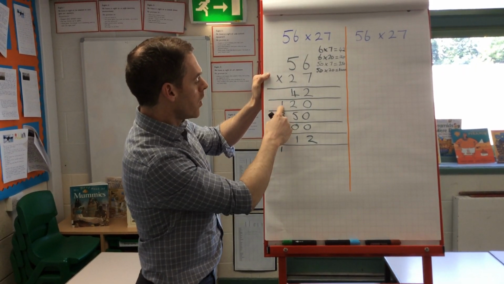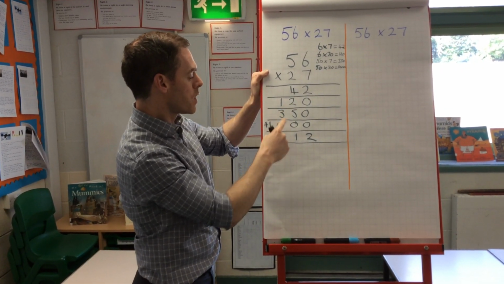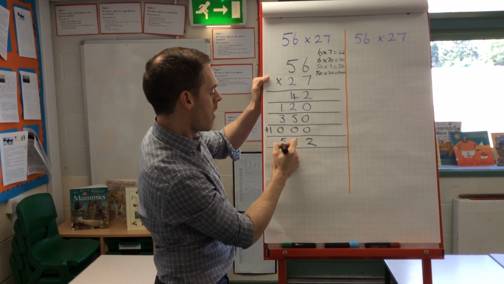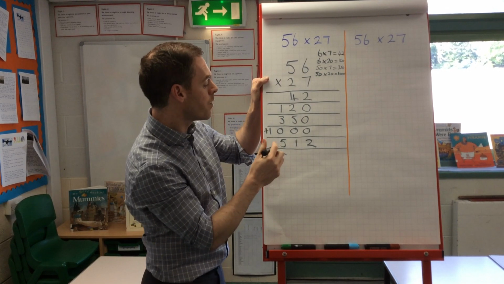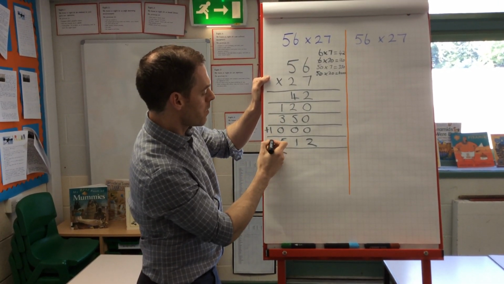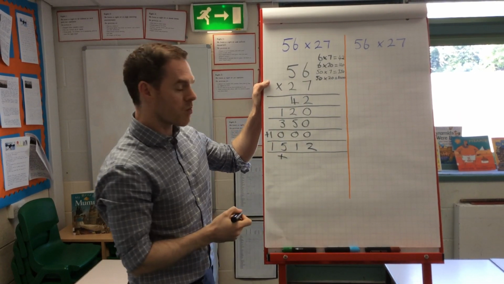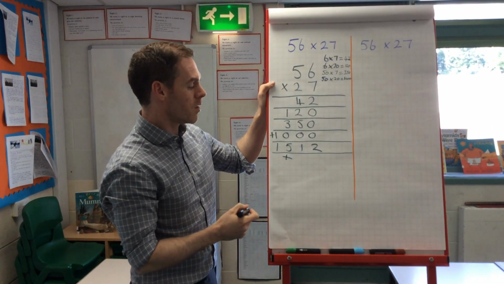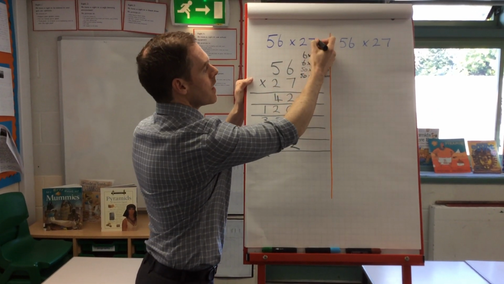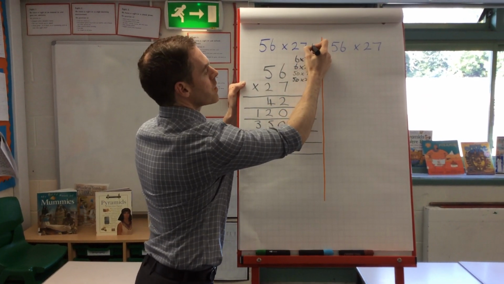So 100 plus 300s is 400s, plus my extra 100 is 500. Cross it out, put my 500s in, and then 1,000 plus no more thousands makes 1,000. So my answer is 1,512. So 56 groups of 27 equals 1,512.